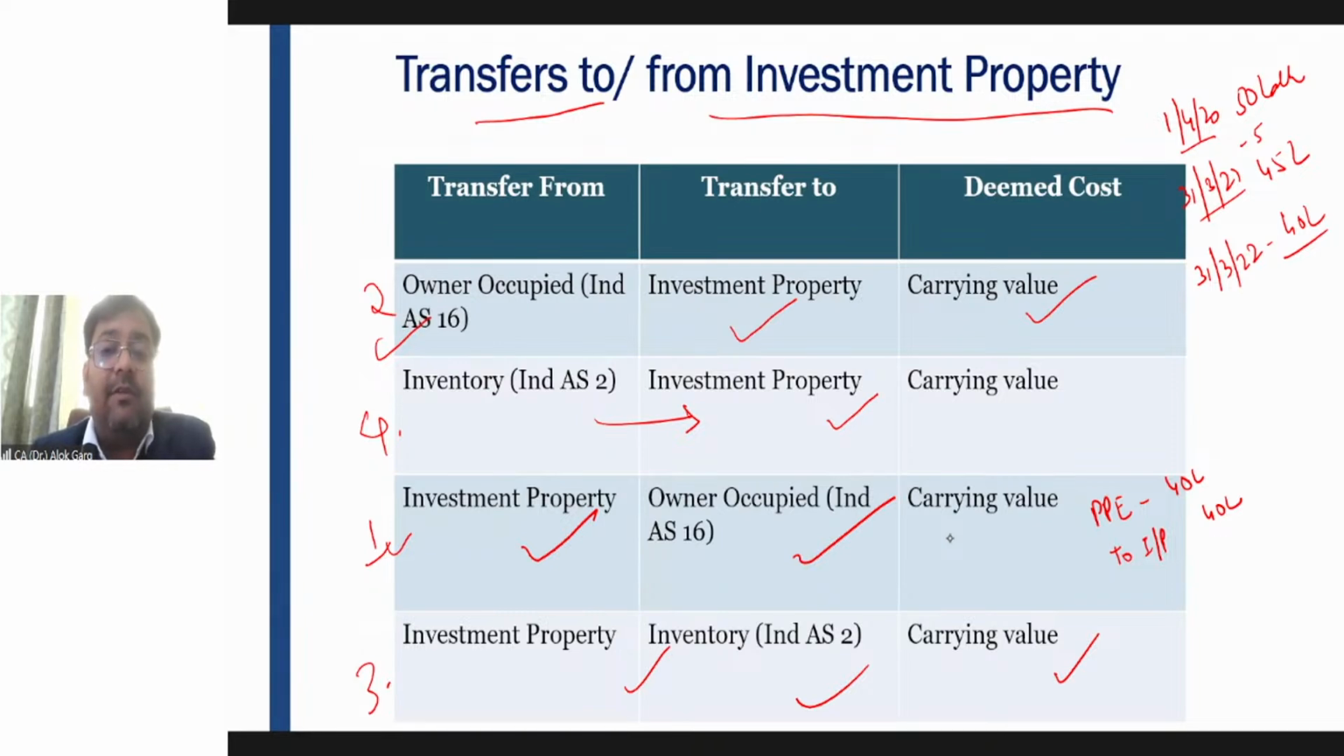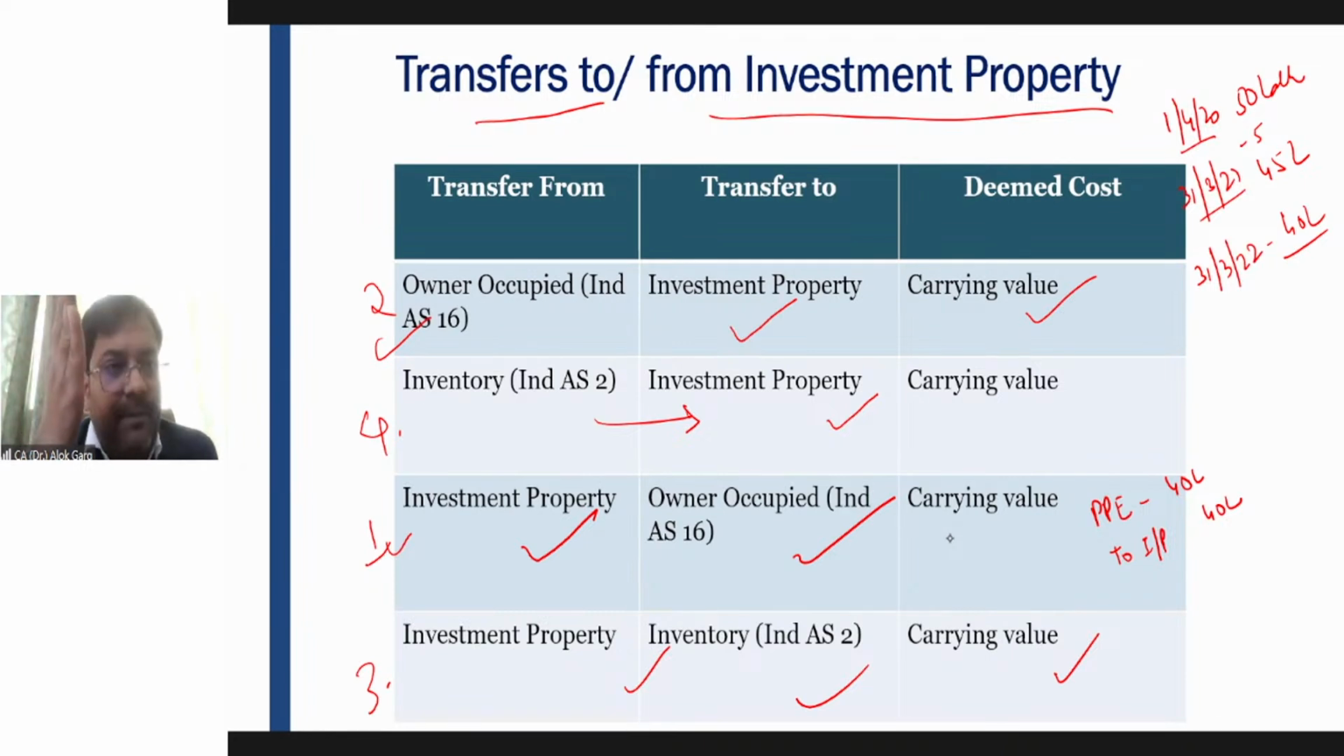Koshiki is saying, transfer from inventory to PPE and from PPE to inventory, will it be at carrying value? See, your question is not answered by Ind AS 40, because the transfer is from inventory to PPE and PPE to inventory. Now the question arises, just think logically. Let's say there is an inventory which is transferred to PPE, and for PPE the initial measurement is at cost, right? So what could be the cost for the PPE?